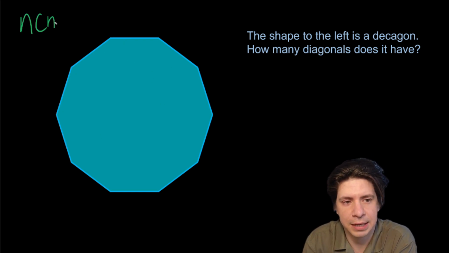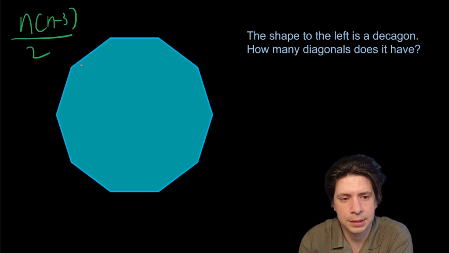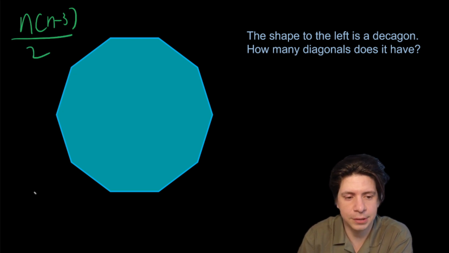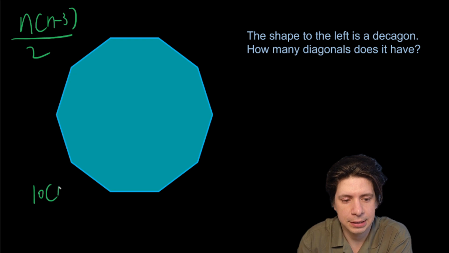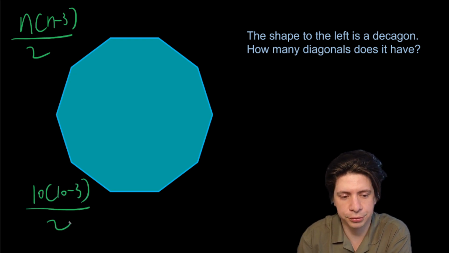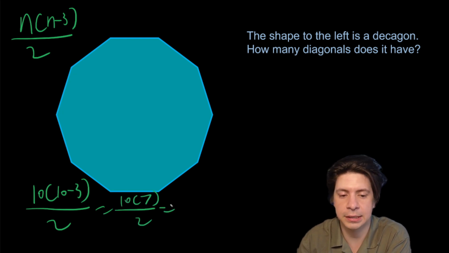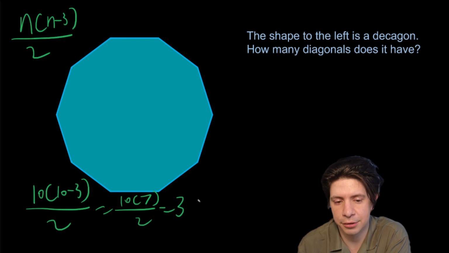n times n minus 3 over 2. So we're going to have 10 points. So we do 10 times 10 minus 3 over 2. And that's going to equal 10 times 7 over 2. And that is exactly 35.